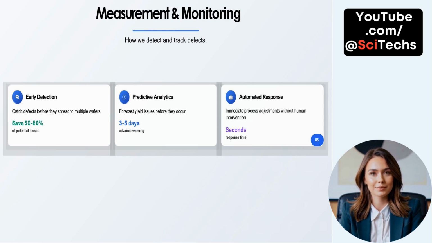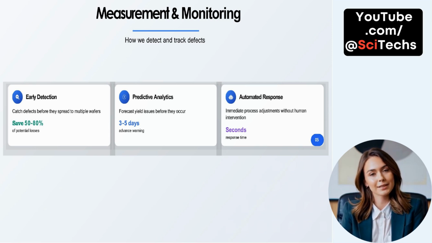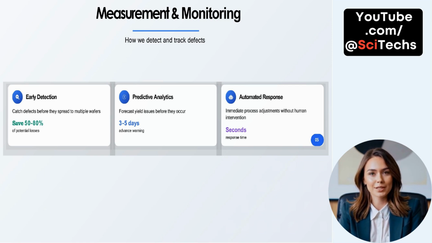Measurement and monitoring. Measurement and monitoring are essential for detecting and tracking defects throughout the semiconductor manufacturing process. Early detection allows defects to be identified before they spread to multiple wafers. This proactive approach can help save 50 to 80% of potential yield losses, minimizing the risk of widespread damage and costly rework. Predictive analytics further enhances our capabilities by forecasting yield issues 3 to 5 days in advance. By using historical and real-time data trends, these models can predict failure points or anomalies before they happen, enabling teams to take corrective action ahead of time.